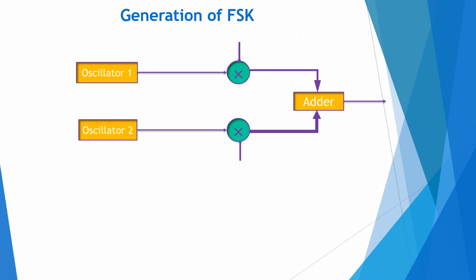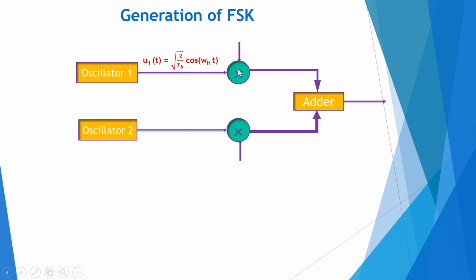Now coming towards the generation of FSK. It's very simple. We can see it consists of two oscillators which produce carriers at preset frequencies FH and FL respectively. The oscillator outputs are applied to the inputs of the multipliers, sometimes known as balanced modulators. The other inputs to the multipliers are derived from d(t), that is the signals pH(t) and pL(t).